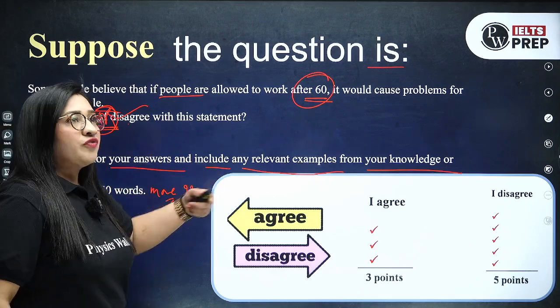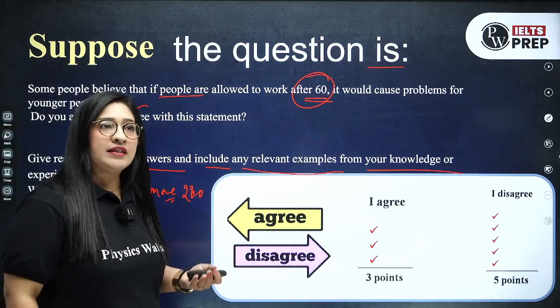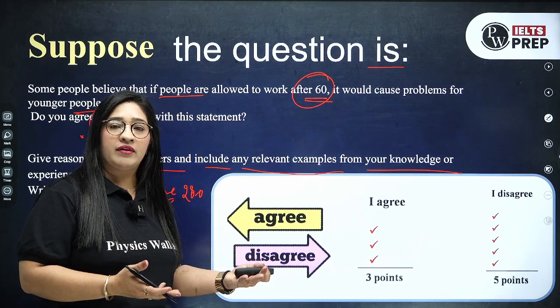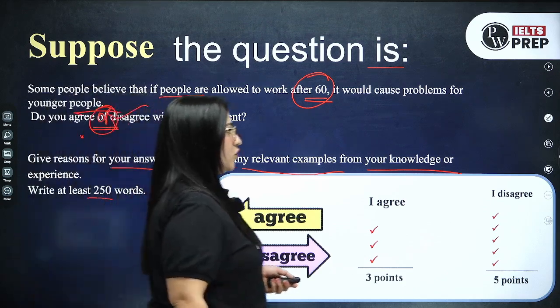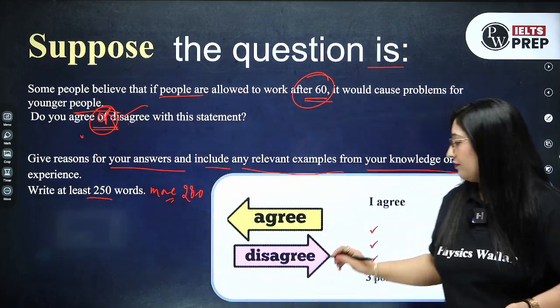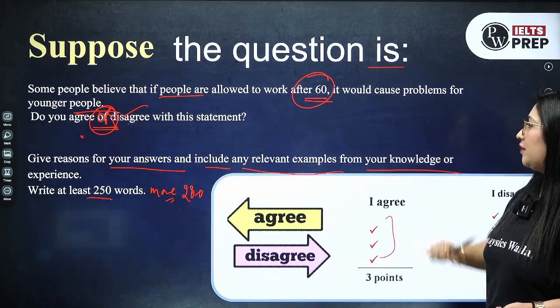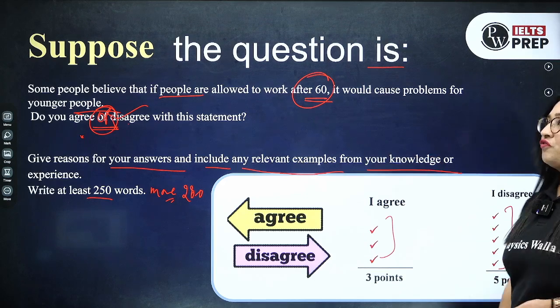We need to, of course, first brainstorm the ideas. We need to see where I have the strong points, and accordingly I can go ahead. So if I talk about agree or disagree, let's suppose I have 3 reasons for agreement with this statement, and I have 5 reasons for disagreement.